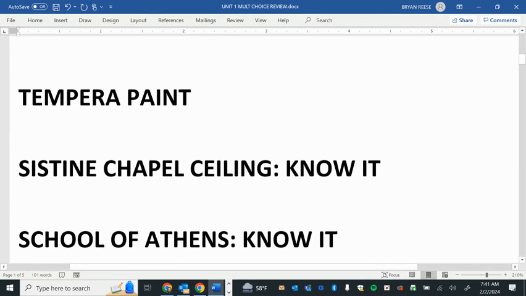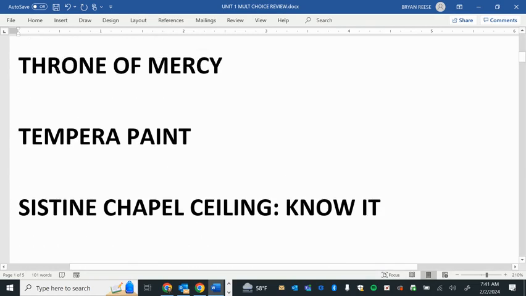You should know what tempera paint is. Throne of Mercy is another common image in Renaissance art. We got Annunciation, Deposition, Entombment, Pietà, Throne of Mercy.